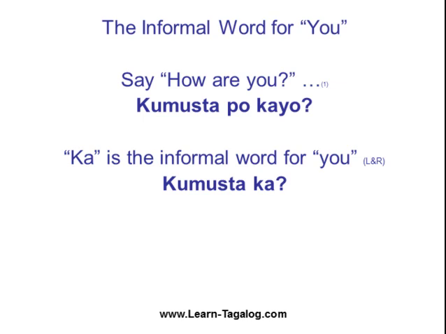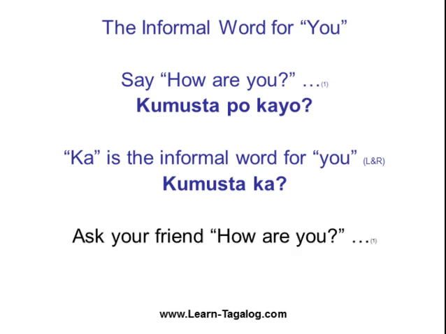Now notice that we did not use the word po in this one because po is a formal word. If you're saying kumusta po kayo, you're saying it to somebody that is an elder or maybe a doctor or a lawyer or something like that. You will use po. But if you're just saying it to a friend, or somebody that is your age, you'll simply say kumusta ka. Listen again. Ask your friend, how are you? And listen. Kumusta ka?